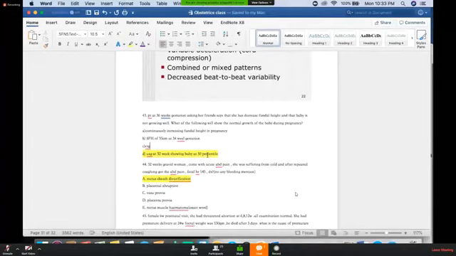What do you call a baby less than the 3rd percentile? IUGR. More than the 97th percentile? Large for gestational age.